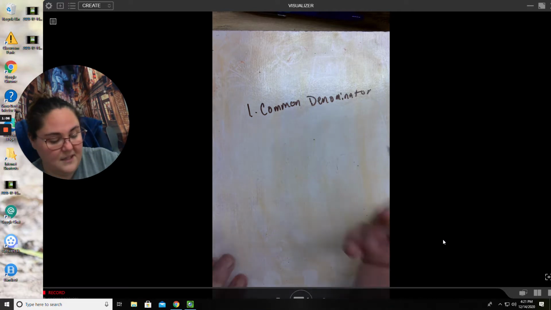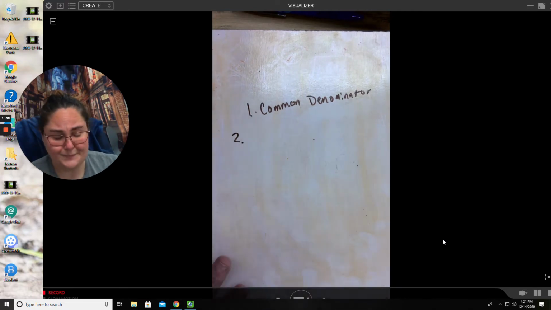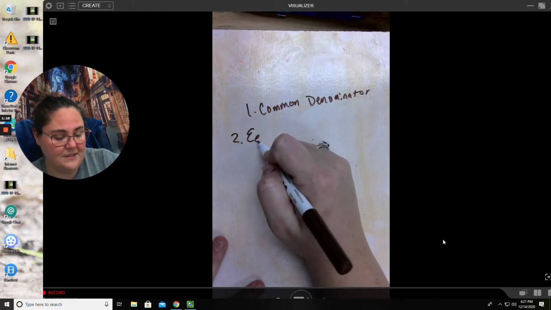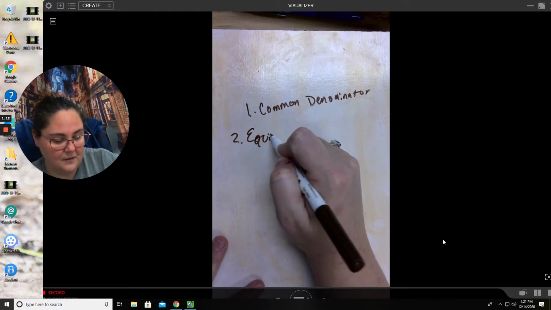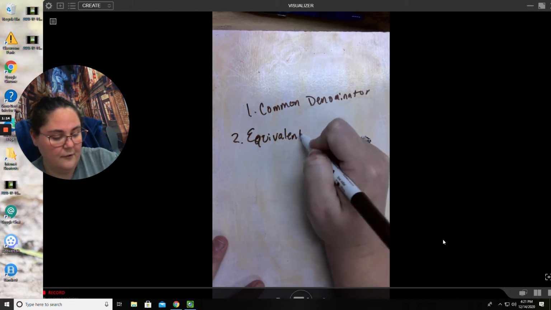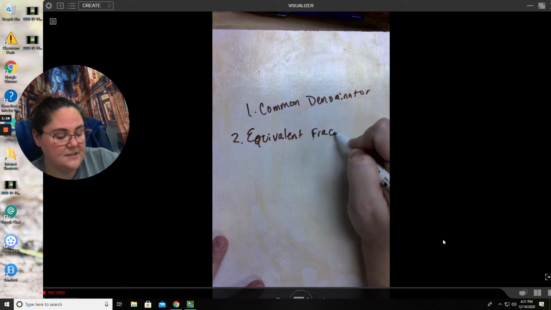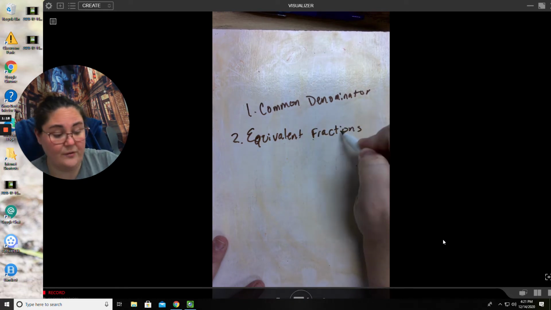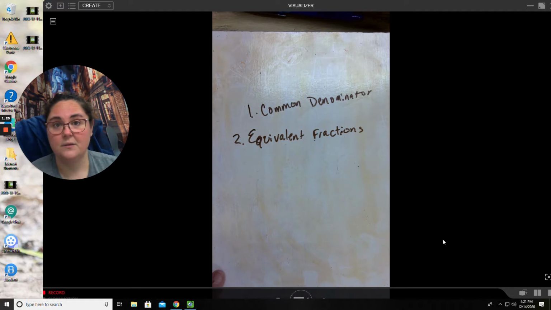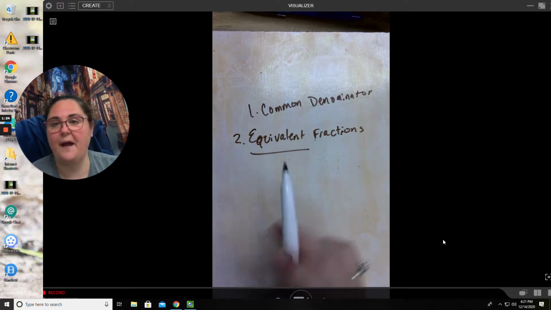The second thing we're going to learn about is equivalent fractions. This is a review because we've done equivalent fractions before. We did it in, I want to say, Unit 2. So equivalent fractions means fractions that are equivalent.